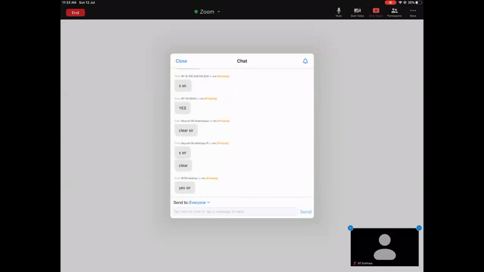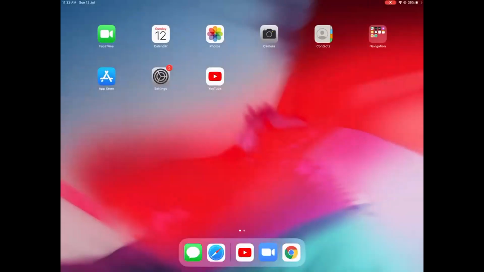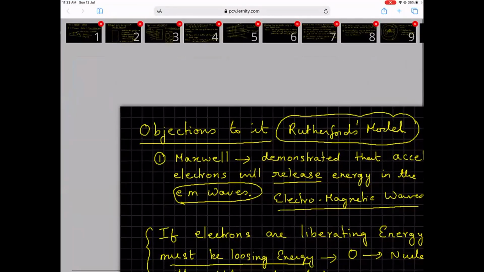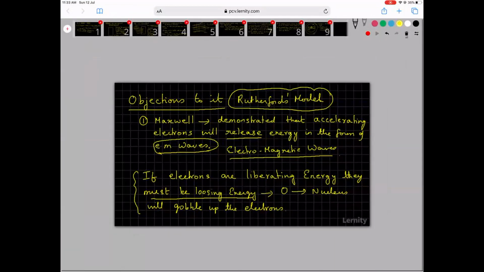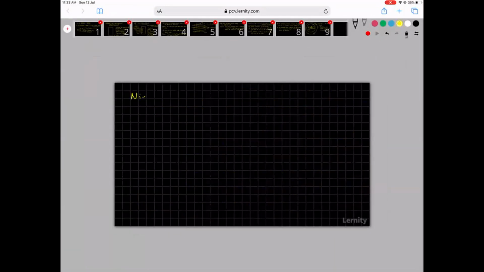Okay, can we move on? The objection is clear. Then next is Rutherford's student, Niels Bohr. So Niels Bohr is the next scientist. What we are now going to discuss happened around 1906 to 1910. Around this time Bohr came and gave his model of an atom.